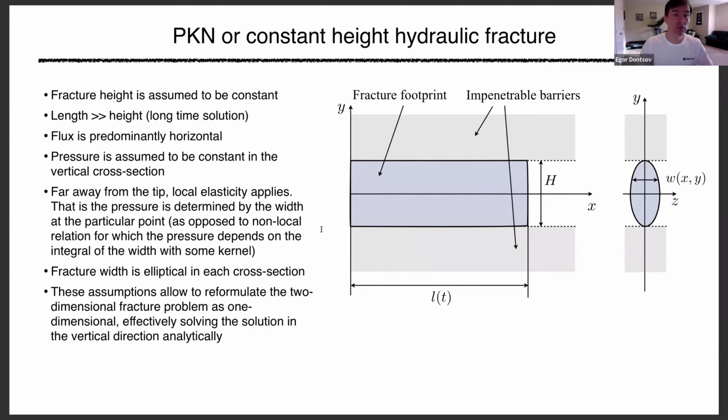So just a quick review. For PKN, we assume that fracture height is constant, and the fracture length is much longer than the height, so that we have predominantly horizontal flux of fluid when we inject here. And this, by the way, is just one wing of a fracture, right? So a single PKN fracture, so it's going to be another wing here. And then each cross section is elliptical for fracture width.